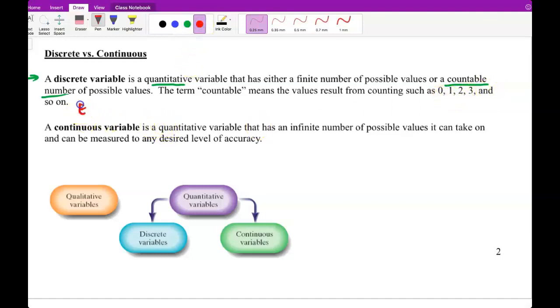Example. I can have points in a game. Another one, number of cars. So here we have points, we're able to count them, and here is number of cars, again countable.